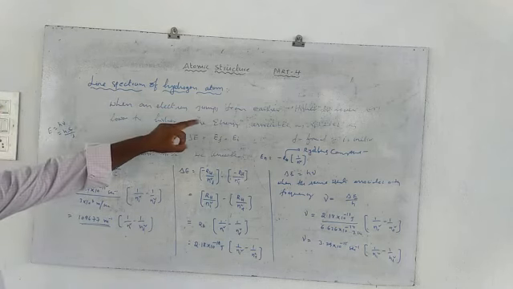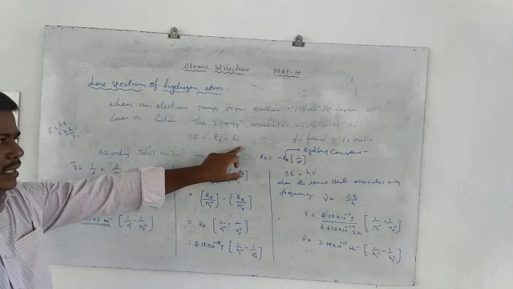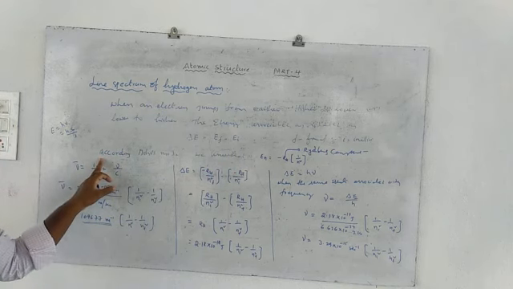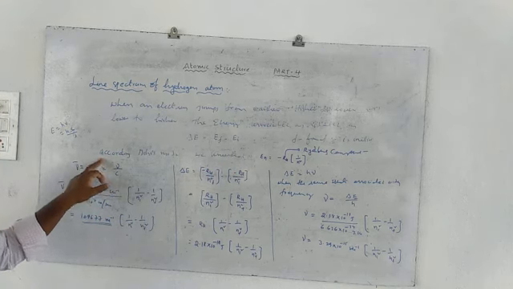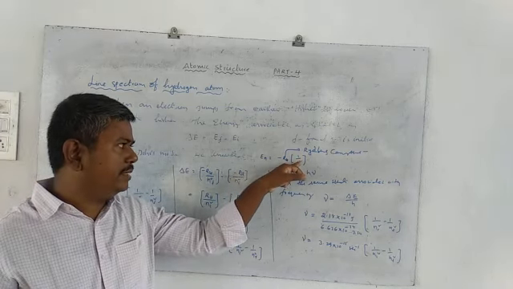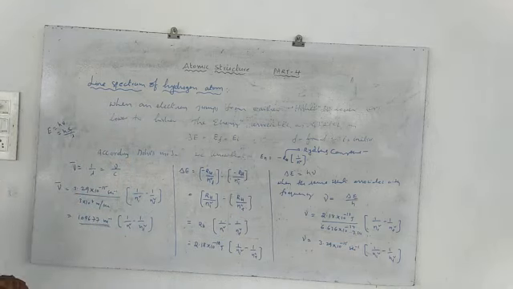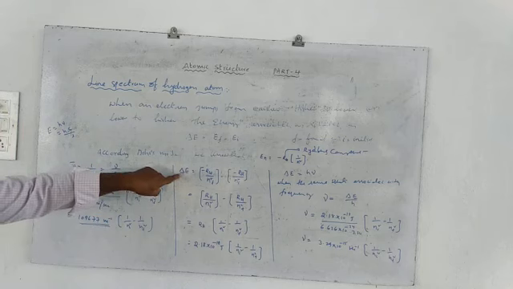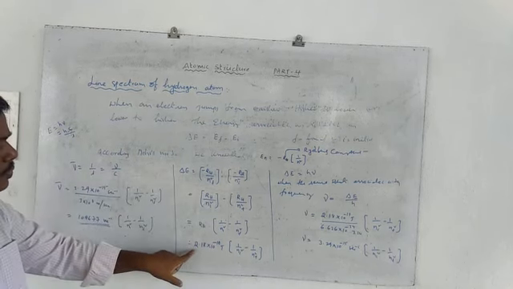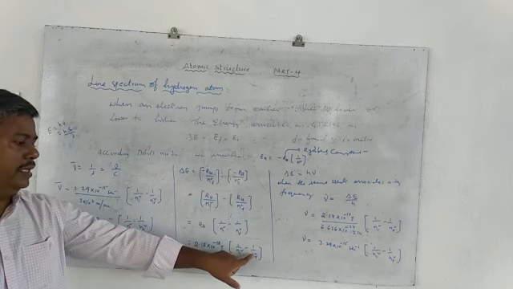So when an electron jumps from either higher to lower or lower to higher, what happens? Delta E equals to E final minus E initial. So already we know that according to Bohr atomic model, the energy of an nth orbit is En equal to minus RH by n square. So once we observe here and here, while you are substituting the values, we finally get the energy delta E equal to 2.18 into 10 power minus 18 joule into 1 by n i square minus 1 by n f square.